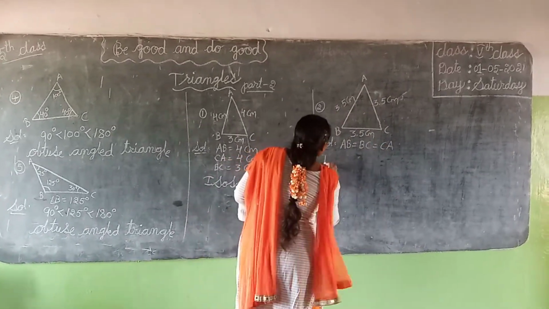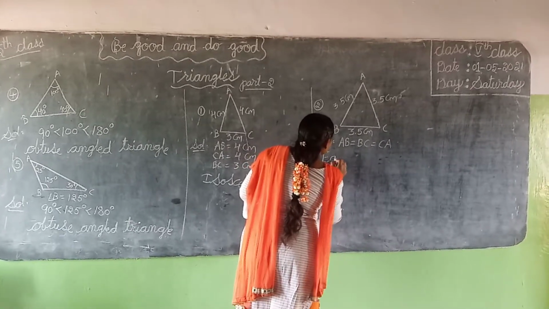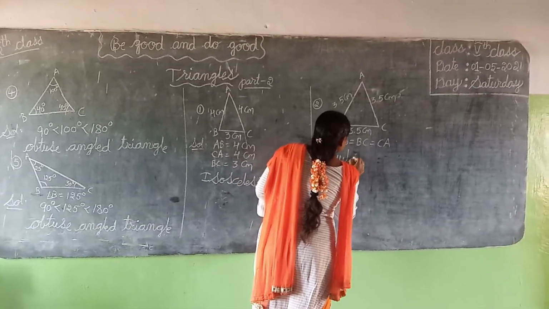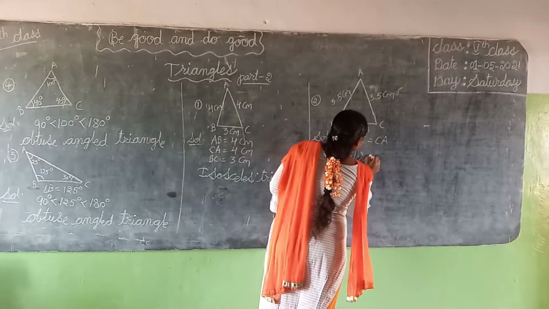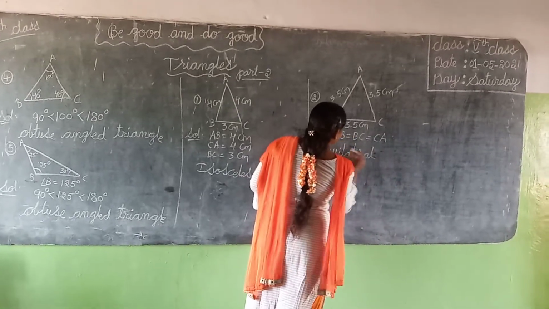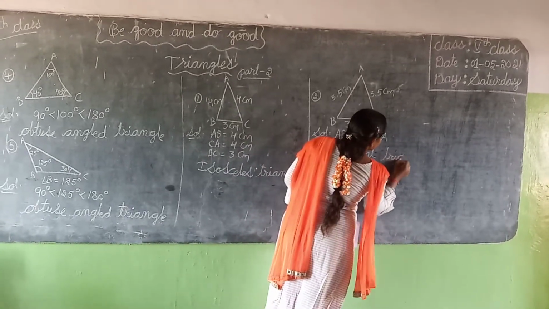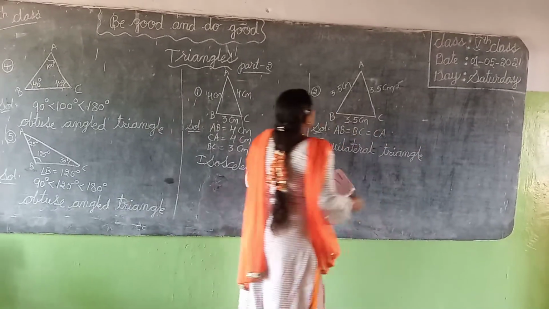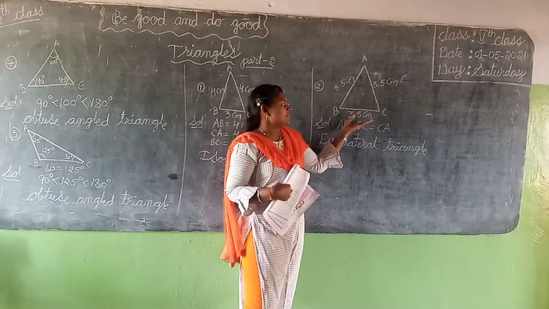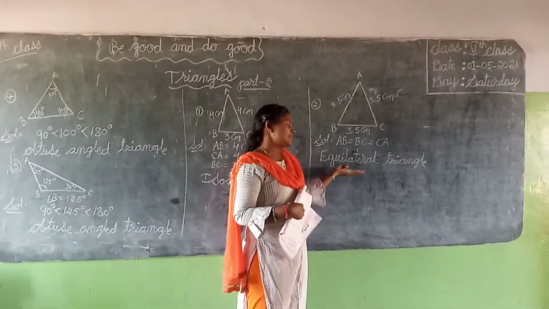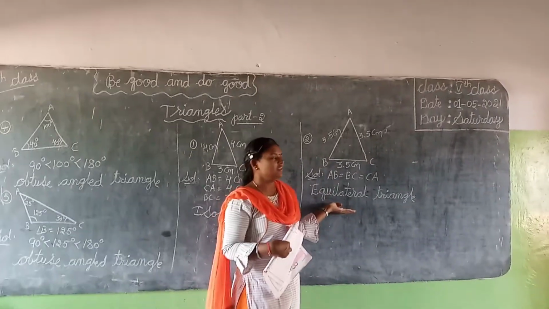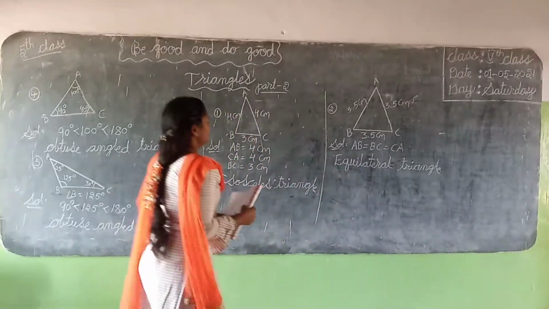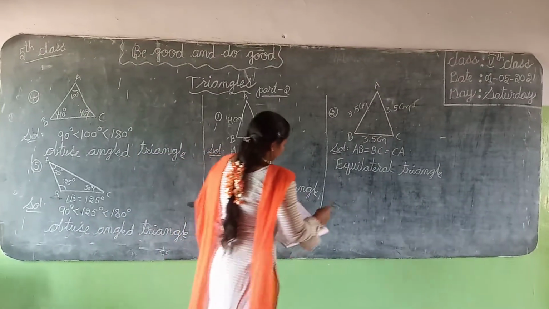Okay, Amma? Write that name, equilateral triangle. So in this triangle, three sides are equal. So write this name: equilateral triangle. Write it, Amma. Next, third question.